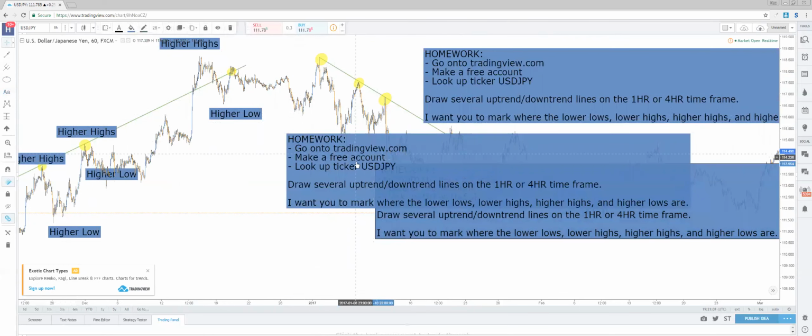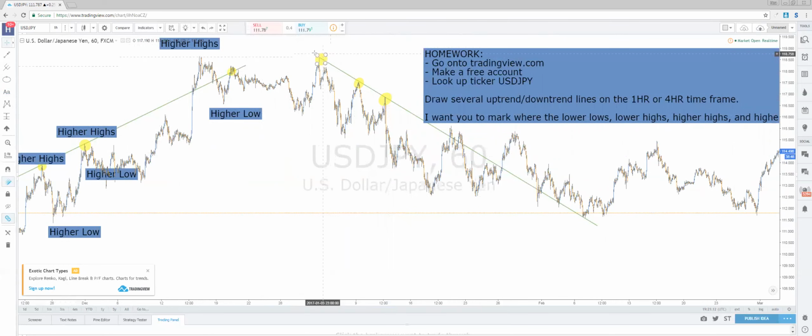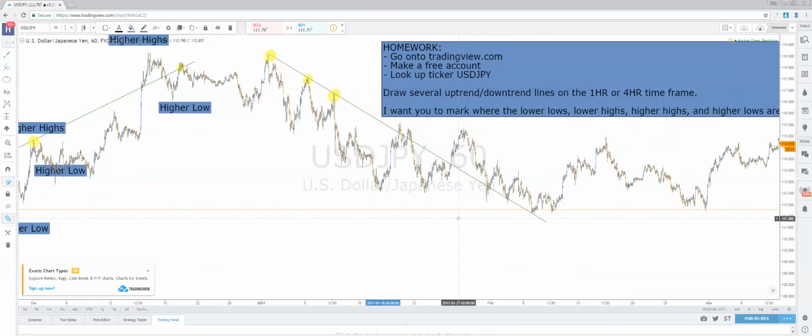Where the lower lows are, where the lower highs are. Okay, I want you to mark where those are with the trend lines. Okay, so just kind of do what I did here. All right, trend lines, and I want you to tell me exactly where the higher lows are, where the higher highs are, et cetera, et cetera. All right, so that's your homework.